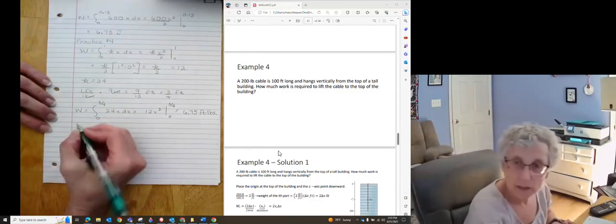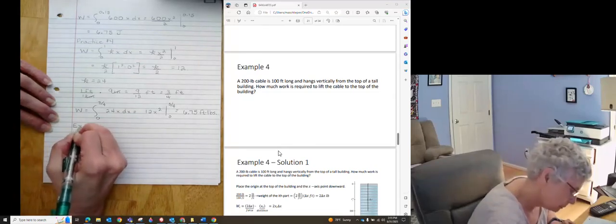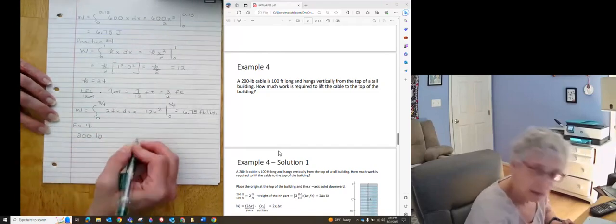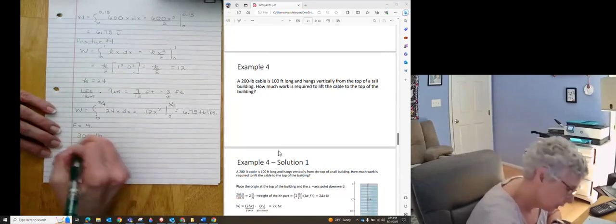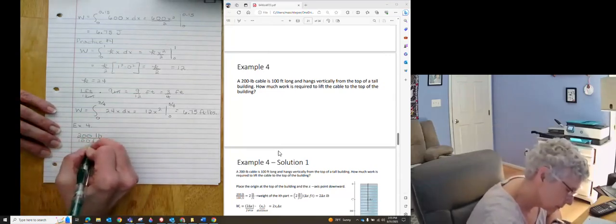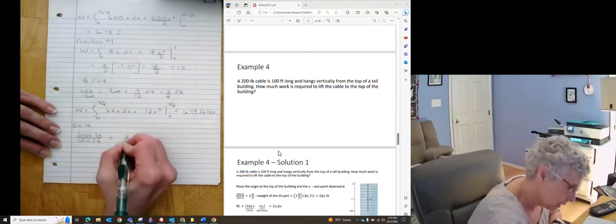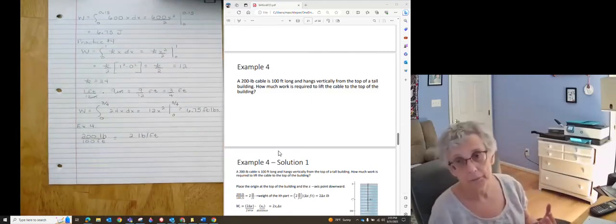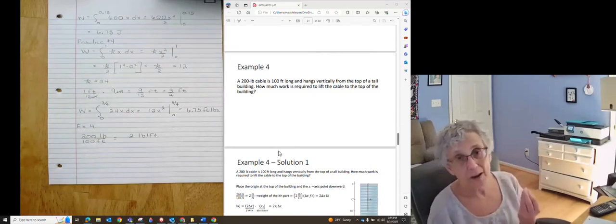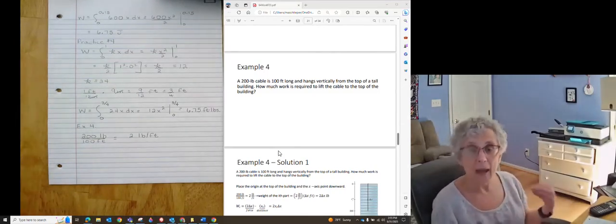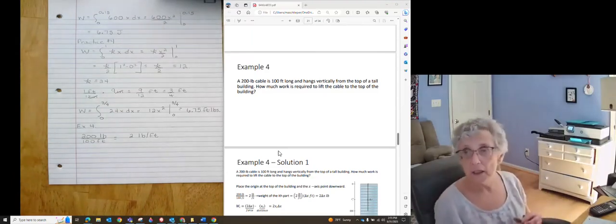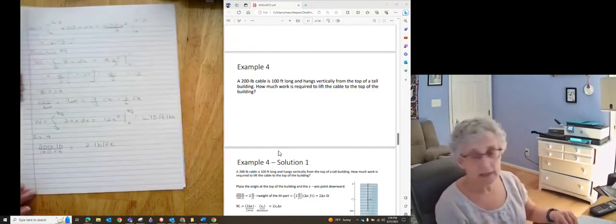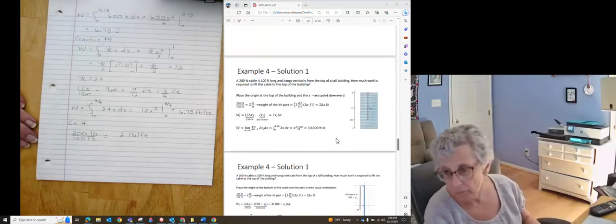And we assume that the weight of the cable is evenly distributed. So if we have a 200-pound cable, and it is 100 feet long, then it is 2 pounds per foot. And we're not going to have to account for gravity in here because pounds have gravity already included in there. So there are a couple of ways that you can set this up.